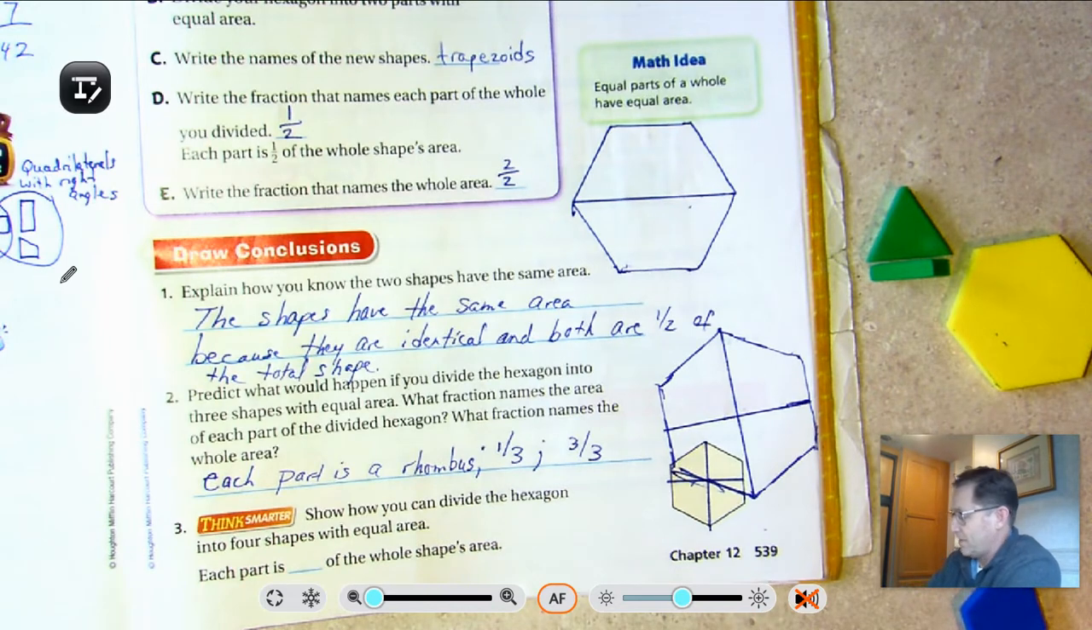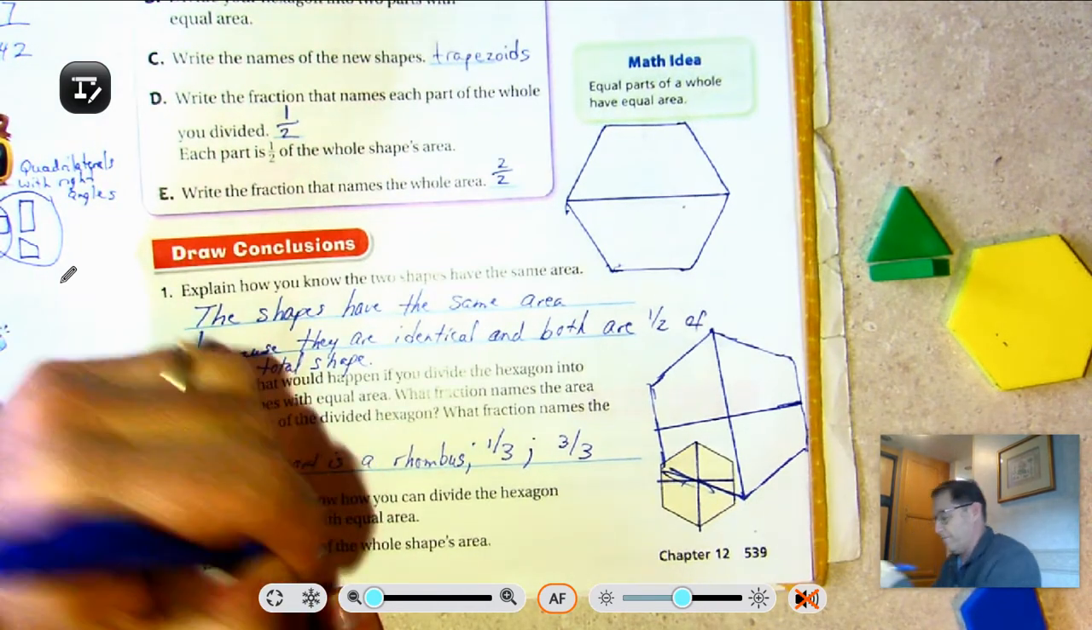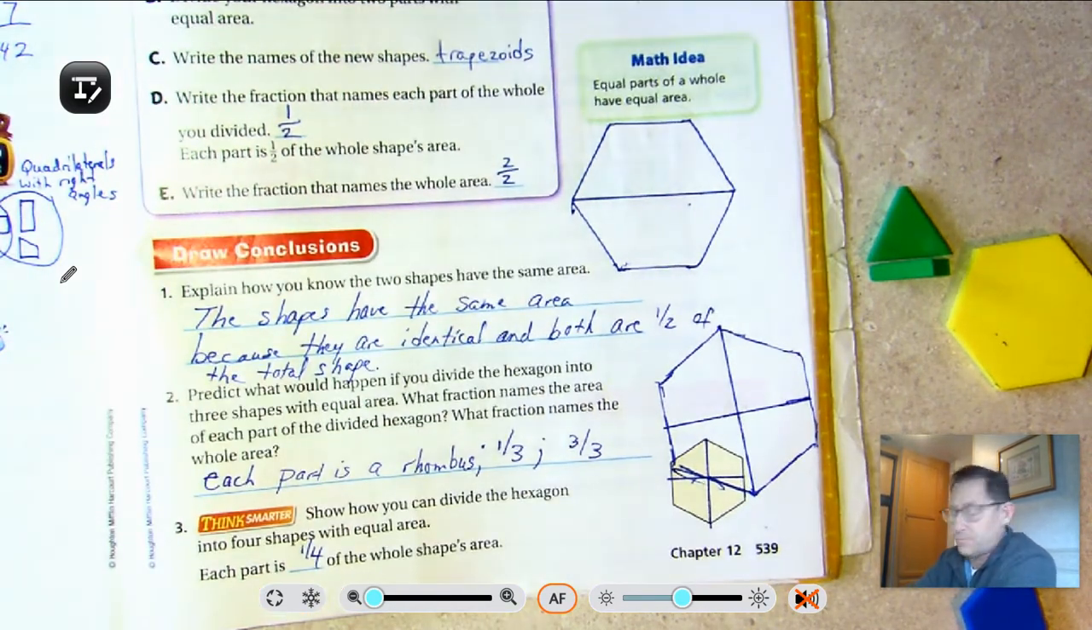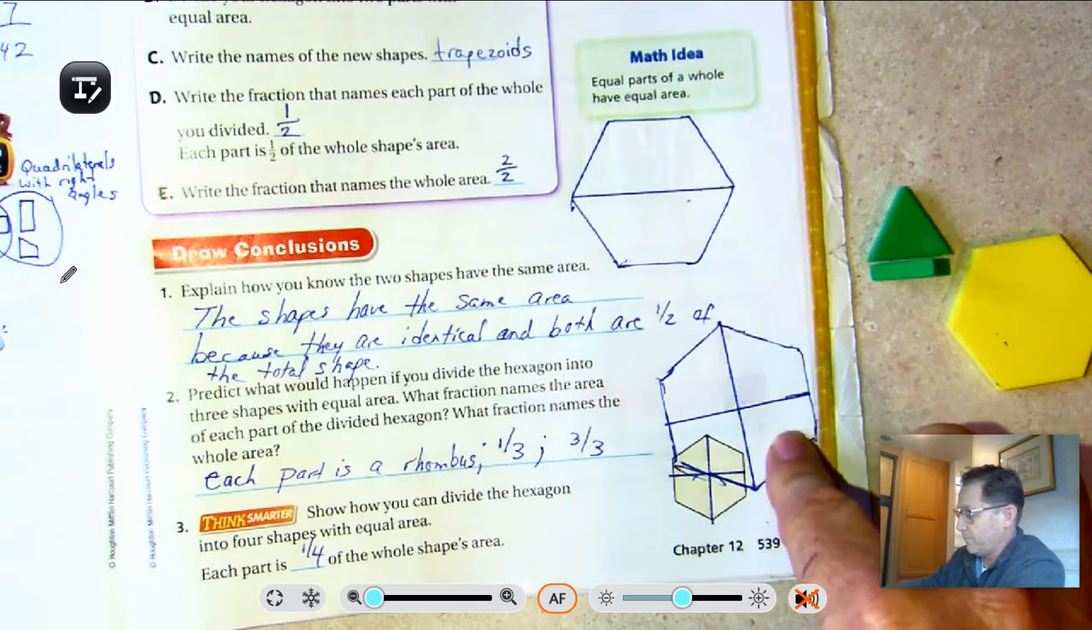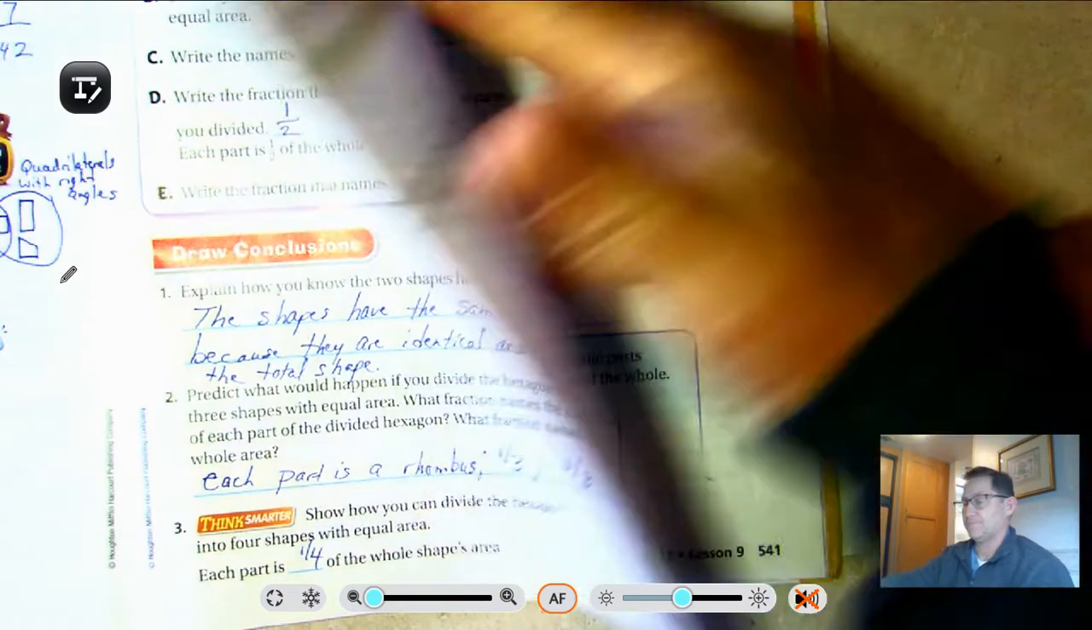Okay, so basically we just divide it into 4 parts by drawing a vertical line and a horizontal line, so that it cuts it in half exactly. So each part is 1/4, right? 1/4, 1/4, 1/4, 1/4. If we put all 4 pieces together, it would be 4/4.